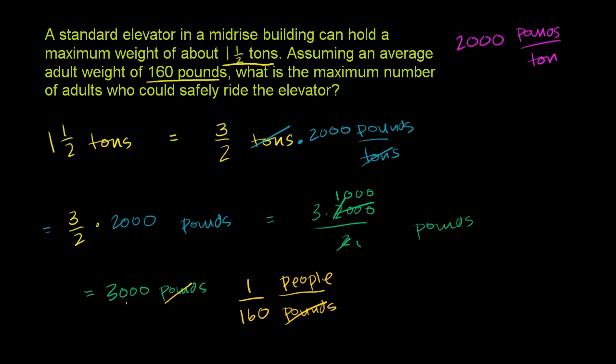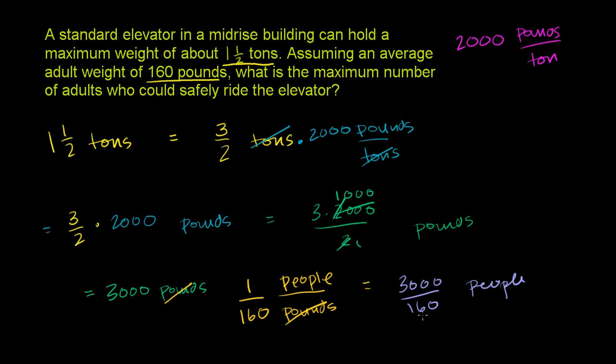We have a capacity of 3,000. Each of our people weighs 160 pounds. Divide by 160 tells you how many people. But this way, you know that the units are working out. So this is going to be equal to 3,000 over 160 people. That is the maximum capacity of the elevator in terms of average people.